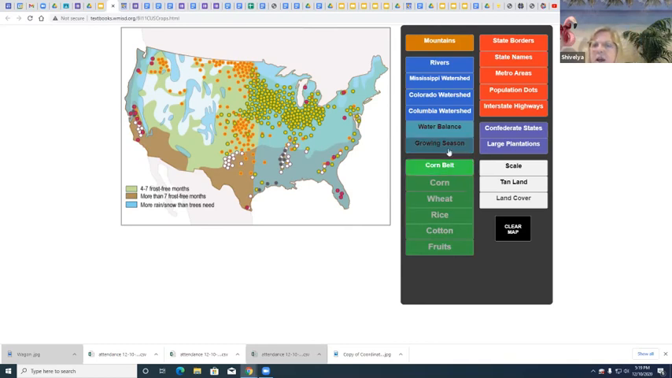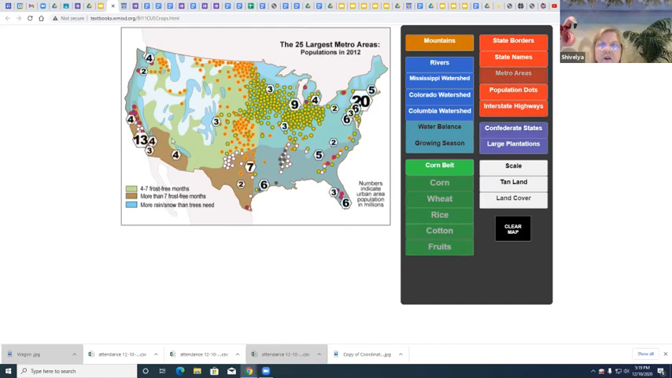So if we look at metro areas, those are the larger cities there. And so then they start to look at patterns that occur. Sort of reminds me of that satellite image that we looked at earlier. Where are the population centers in relation to the physical environment, the rainy east and the semi-arid west? So that was, trying to think if there was anything else with that one.